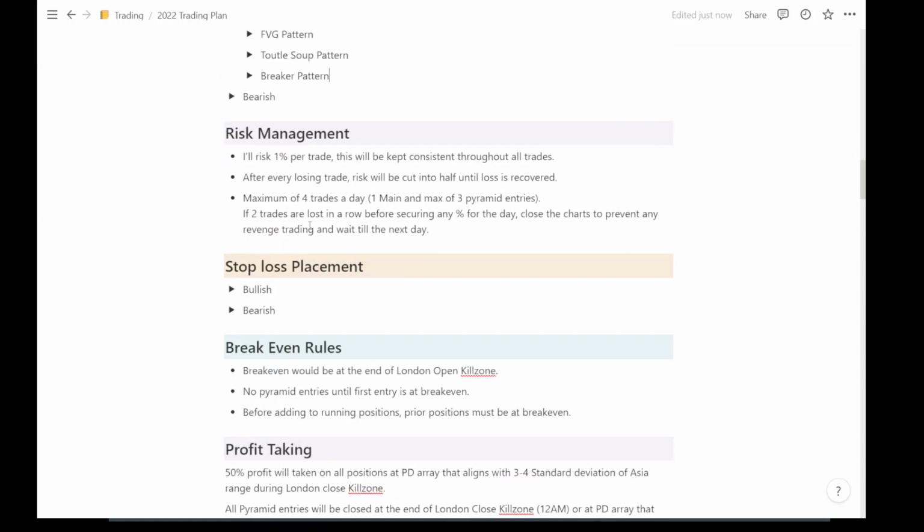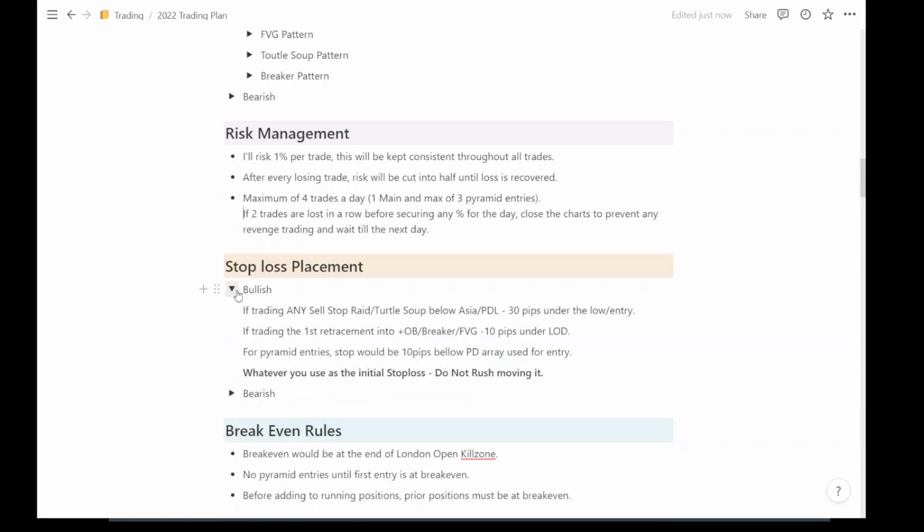So my risk is going to be 1% to be kept consistent throughout all trades. After every losing trade, risk will be cut into half until loss is recovered. Maximum of 4 trades a day, 1 main, and maximum of 3 pyramid entries, okay, or even 4 sometimes. Now, if 2 trades are lost in a row before securing any percentage for the day, I'm going to close the chart to prevent any revenge trading and wait till the next day.